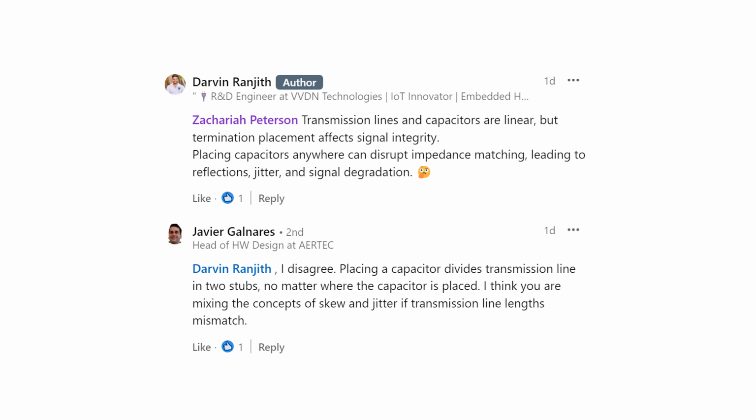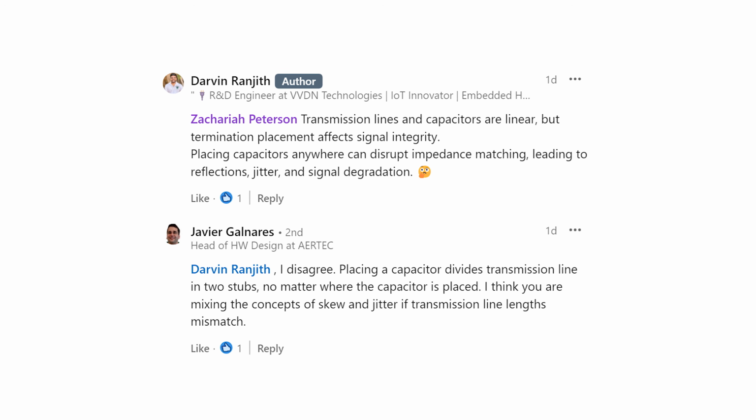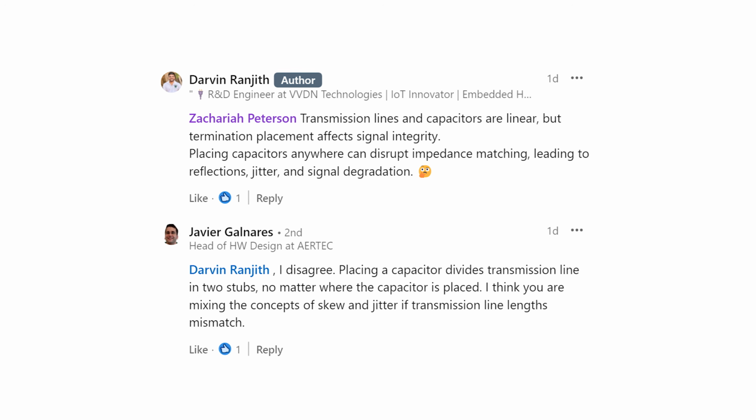Javier Galnares writes, Darvin Ranjith, I disagree. Placing a capacitor divides a transmission line into two stubs no matter where the capacitor is placed. I think you are mixing the concepts of skew and jitter if transmission line lengths are mismatched. Now, this is a common disagreement. If you start to look into this topic, you'll see a lot of people who say they need to be placed in one of the two locations, and then other people will state that it doesn't really matter where you place them. We see this in some of the other replies to this post.